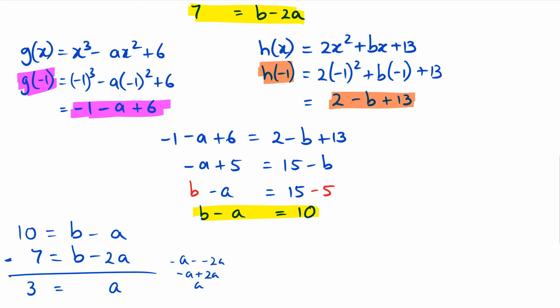So once you get a is equal to 3, then we can say b minus a is equal to 10. So b minus 3 is equal to 10. And so we can say that b is equal to 13.